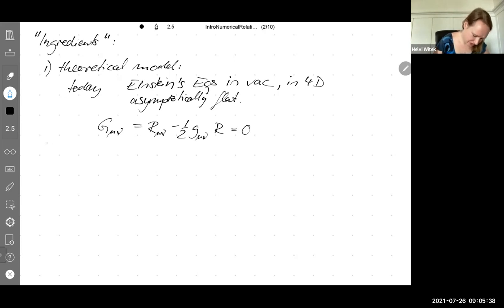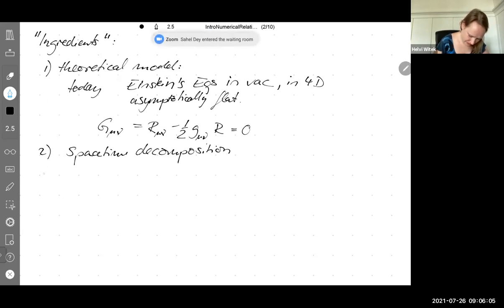So once we have our model, then we can actually go ahead and think about how to describe our space-time. In particular, if you want to write Einstein's equations as a time evolution problem, then we need to decompose our space-time explicitly. So, space-time decomposition. Once we have done that for our space-time, we actually will apply this 3+1 space-time decomposition for the field equations.